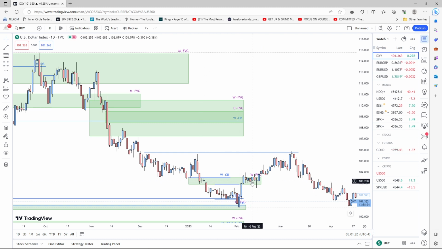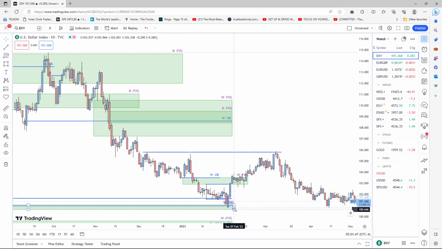and chop around this level. As you can see, we traded right through the level, which we would then take this fair value gap and it would become an inversion level, and we would then expect to see it trade back down into it, acting as a support, pushing price higher subsequently.